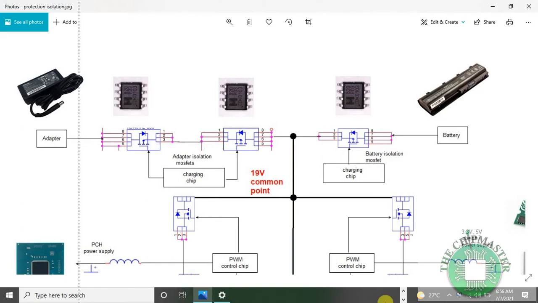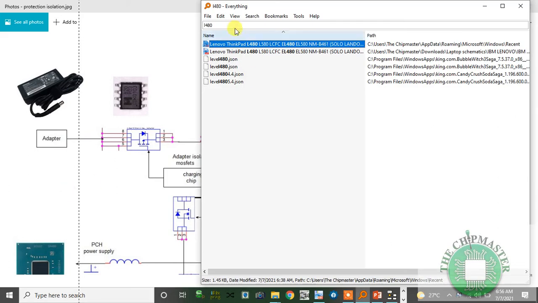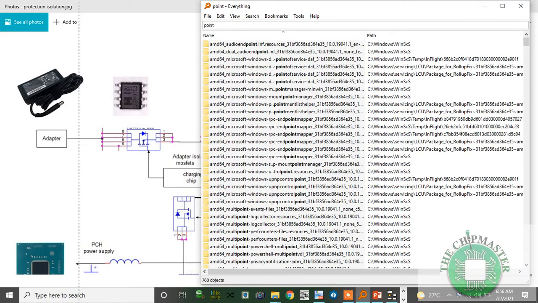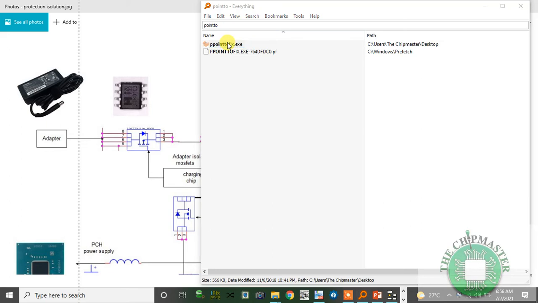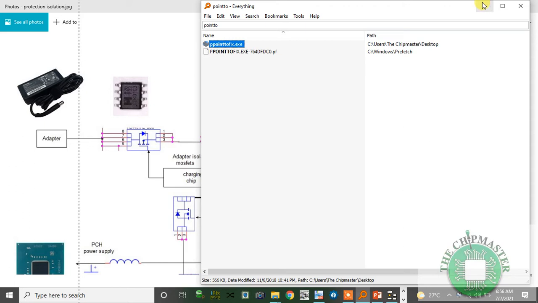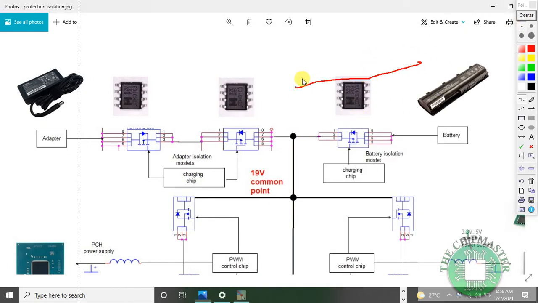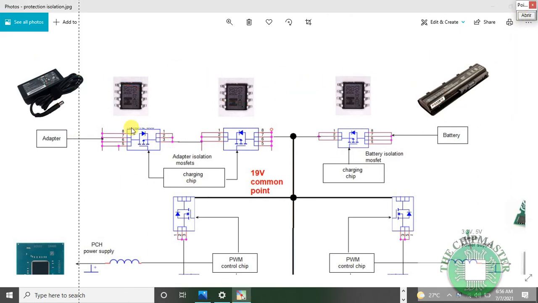So let me get my pointer to fix here. All right, it's open. Oh yes, there it is. I opened too much. So that's causing a large short circuit here. If the battery voltage and the adapter voltage meet at the same time, then it will burn the battery and immediately burn the adapter, and that can cause fire, right? So that is why we have an isolation and protection.